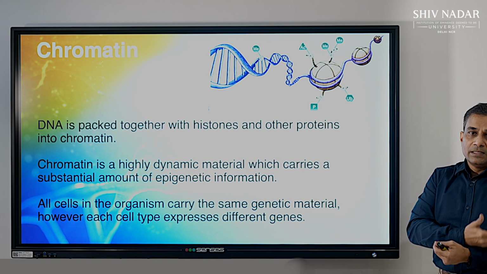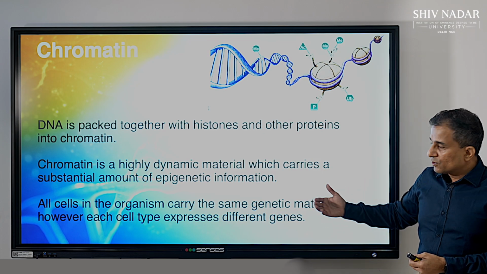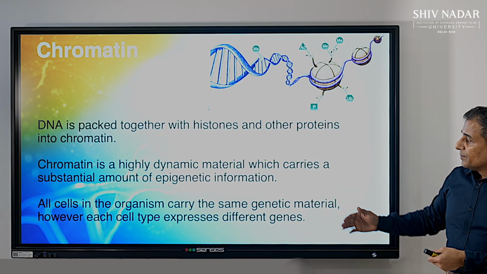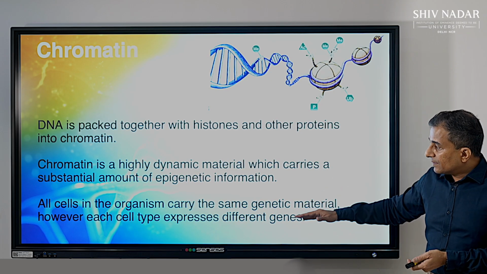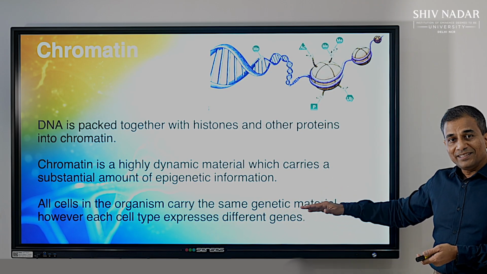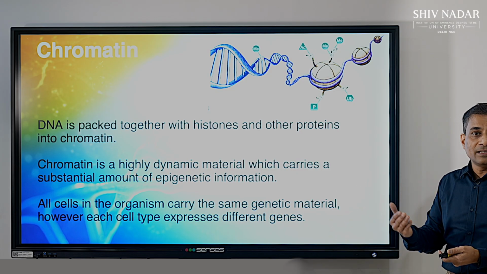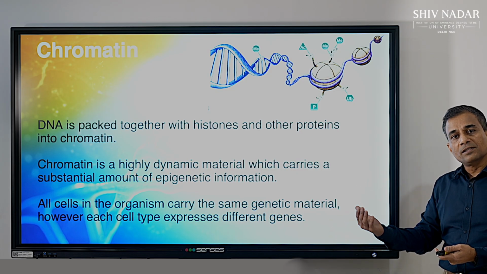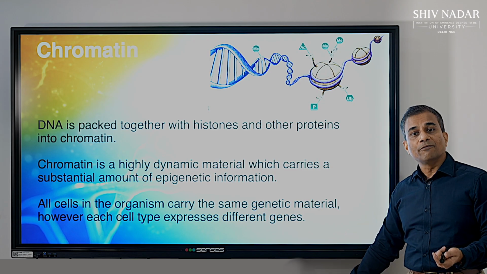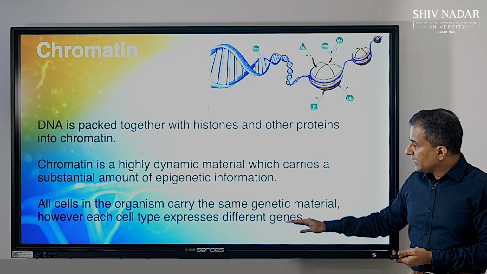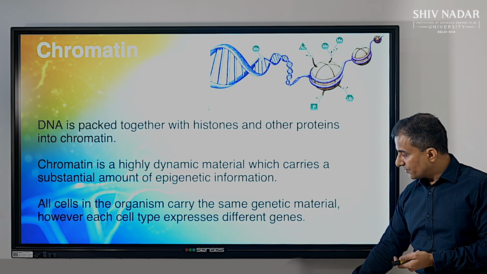For example, T cells which have some recombined elements, and of course RBCs which do not have nuclei at all. But other than that, each cell carries identical genetic material, but most importantly they look different and they express different types of genes. That's why cells in our brain function like neurons, whereas cells in our muscles function like muscles, and they express different types of proteins and of course have different functions. So how does it happen despite having identical genetic information? That is the question we are going to address.